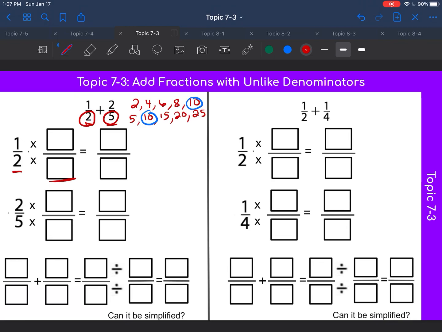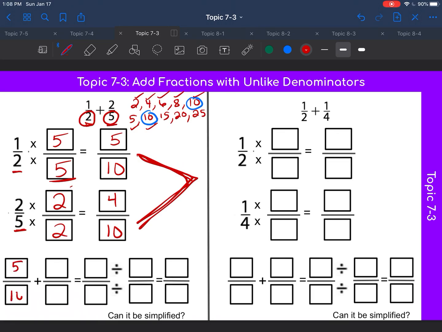So 2 times 1, 2, 3, 4, 5 gives you 10. Whatever you do to the bottom, you do to the top. So you get 5/10. And then 2/5, this 5 times 1, 2 gives you 10. So whatever you do to the bottom, you do to the top, and you get 4/10. So now we can add. We're finally doing something with these common denominators. We are going to add them. So we get 5/10 plus 4/10, and we end up getting 9/10.